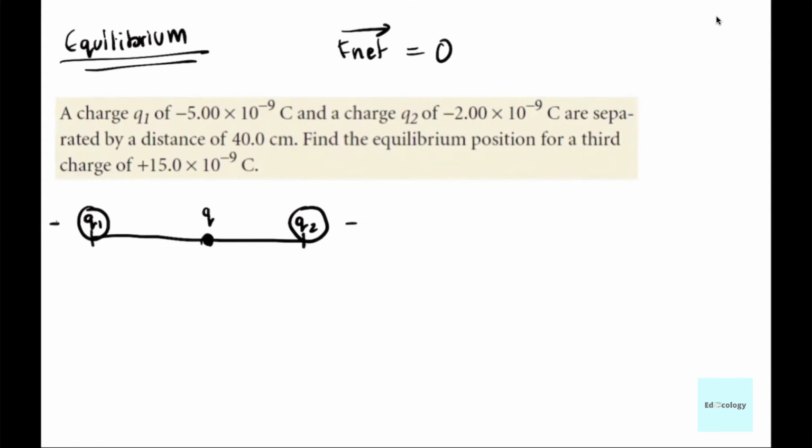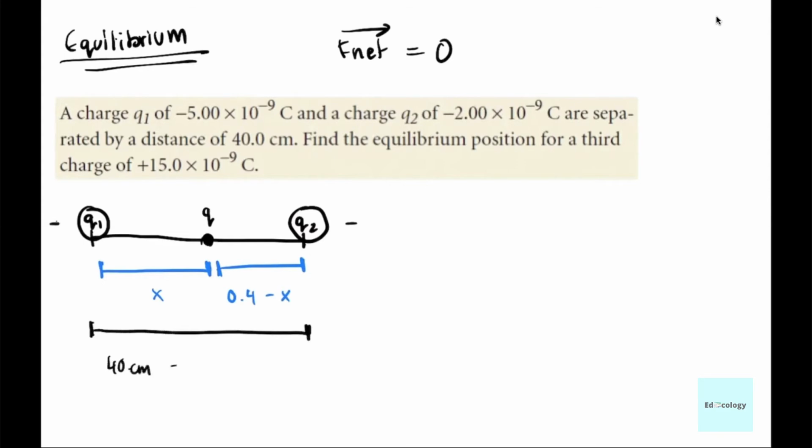So what we're going to do is basically take this distance as x and this distance as 0.4 minus x. Why did we do that? Because we know that the distance between Q1 and Q2 is 40 centimeters or 0.4 meters. So if this distance is x, this means that this distance is what is left from 0.4. Okay, so 0.4 minus x.